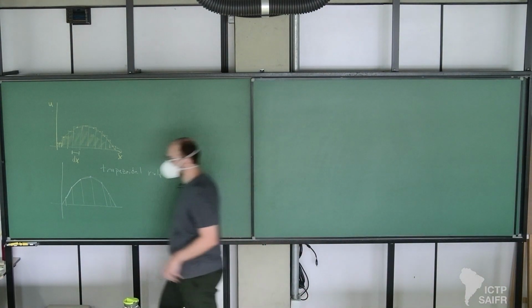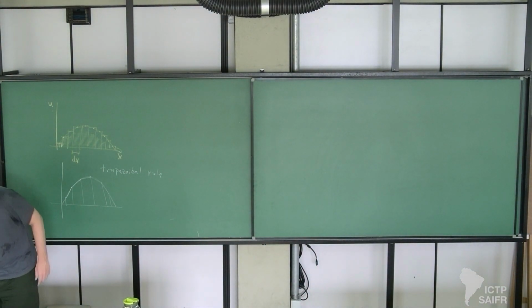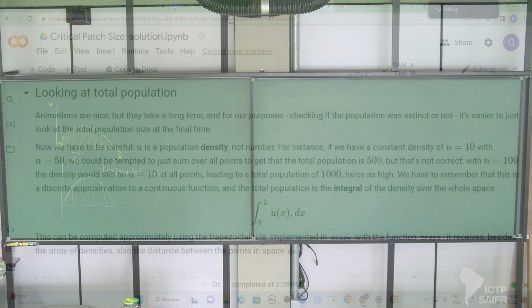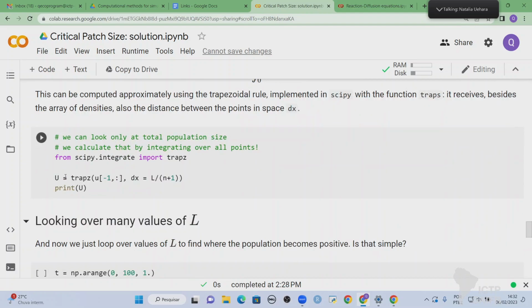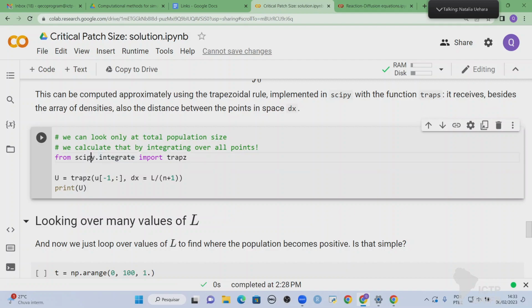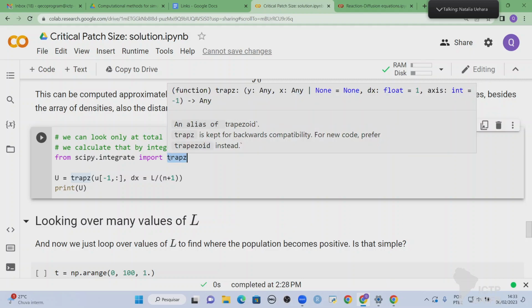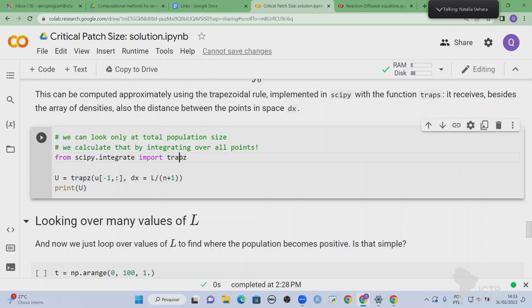I just have to come here and take the solution and say, okay, our total population now. From scipy.integrate, I import this function called trapz that calculates that using the trapezoidal rule. And what does this function want from you? It wants you to give it the points over here, and the distance between each point.